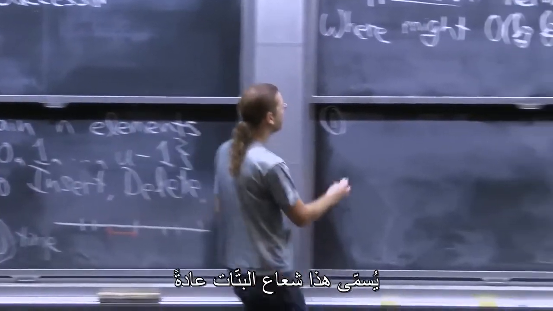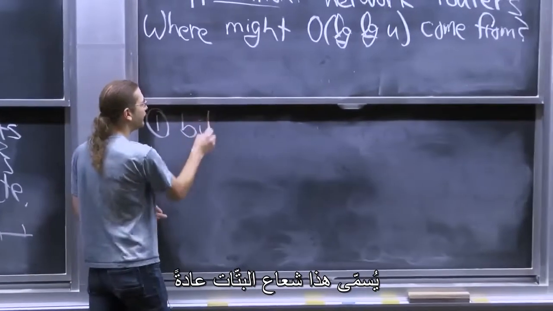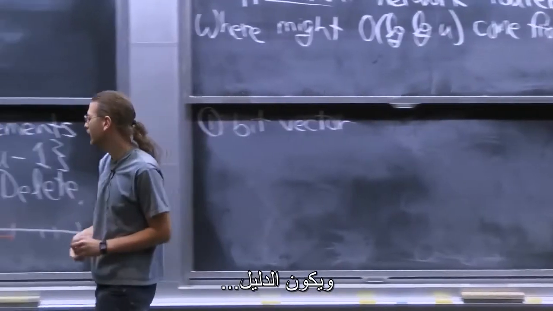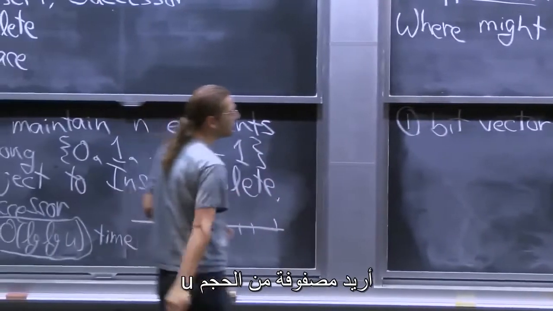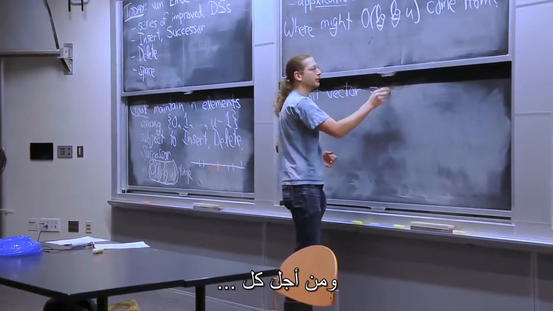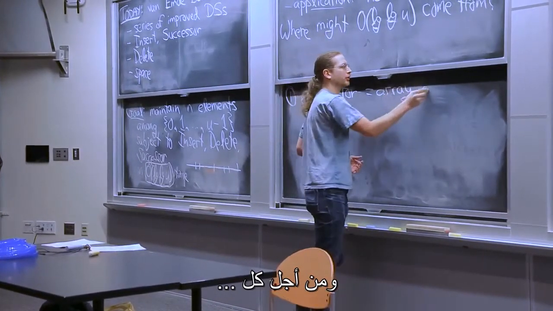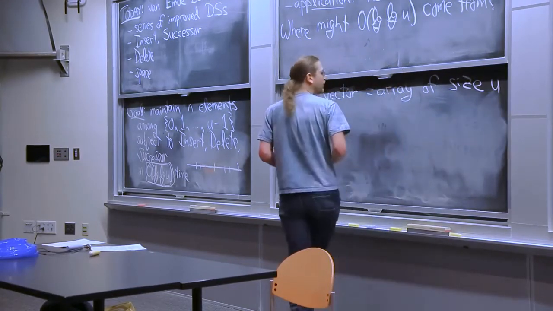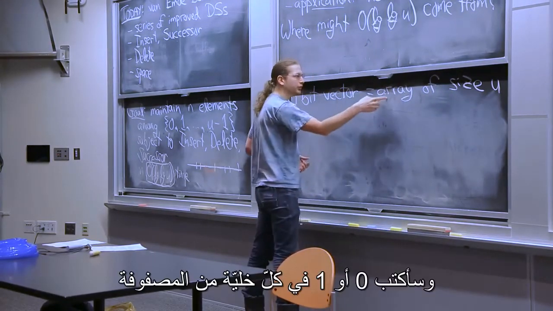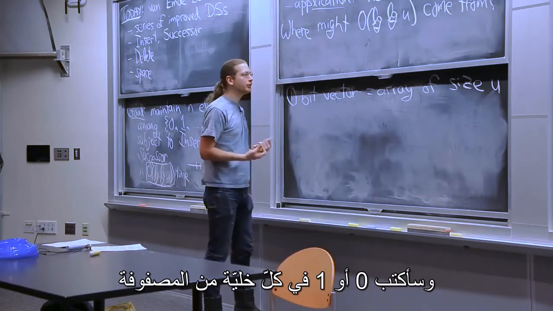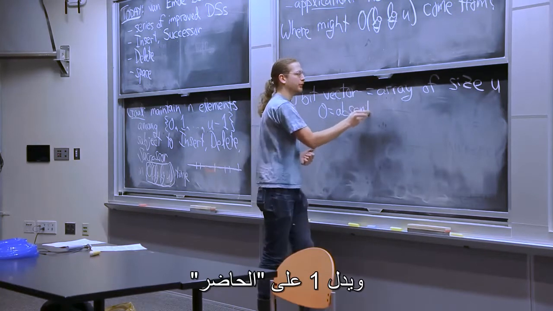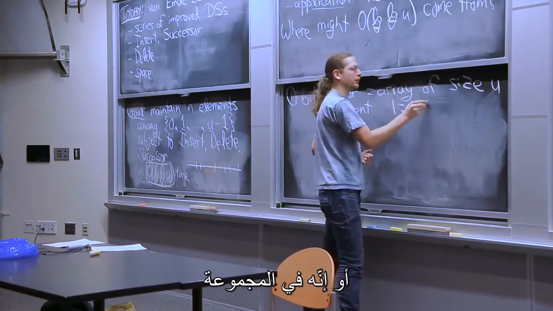Good. So this is normally called a bit vector, where I want an array of size u, and for each cell in the array, I'm going to write 0 or 1. 0 means absent, 1 means present. It's in the set.